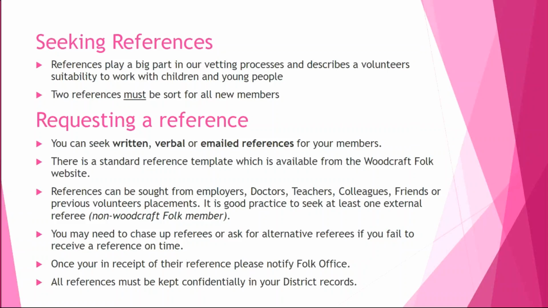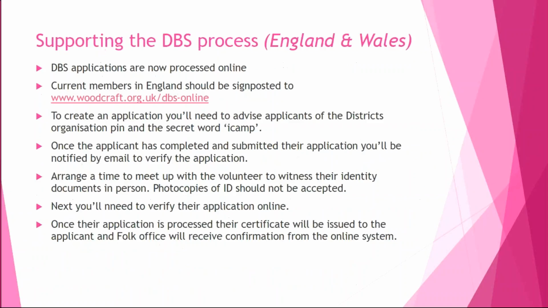Okay, so we're going to move on to the disclosure process. We're going to start with DBS first. As you all know, all our DBS applications are applied for and processed online. Please signpost your members to this link, which you can see on the second point, to complete a DBS online. You will need to inform them of the organisation PIN, which is unique for each district. A full list of PINs is available at the link I just mentioned above.